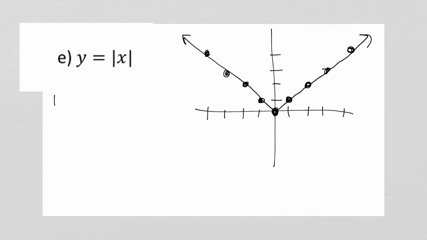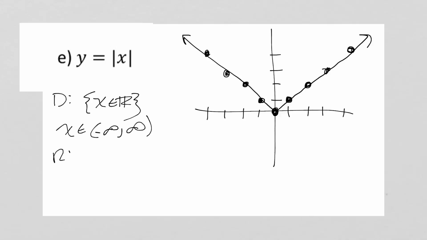And I can state my domain, which is going to be all real numbers, because you can take any real number and you can get the absolute value of it. If it's positive, it's just whatever your input was. If it's negative, it's the opposite. So x will be in the interval from negative infinity to positive infinity.